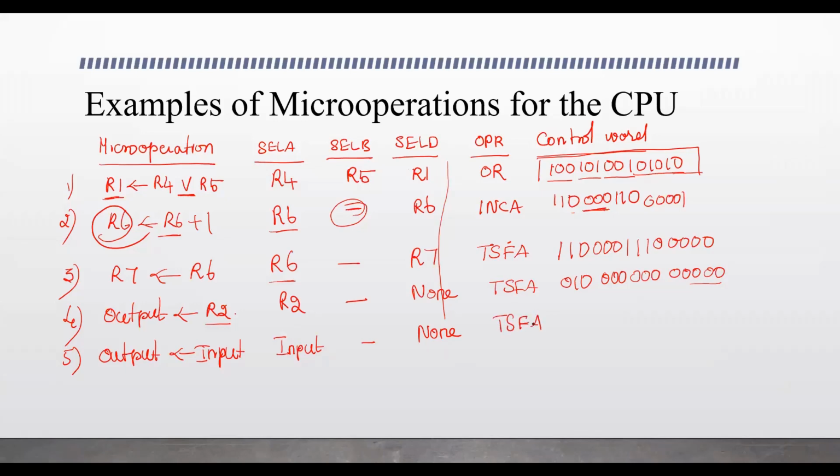Transfer. And to select input, SELA needs to be 000, and there is no second input to the ALU. And to select the external output, it is again 000, and the transfer operation is selected by the OPR input, all zeros. So here the control word is all zeros. What is the operation performed when the control word has all zeros? It just transfers the external input to the output terminal.